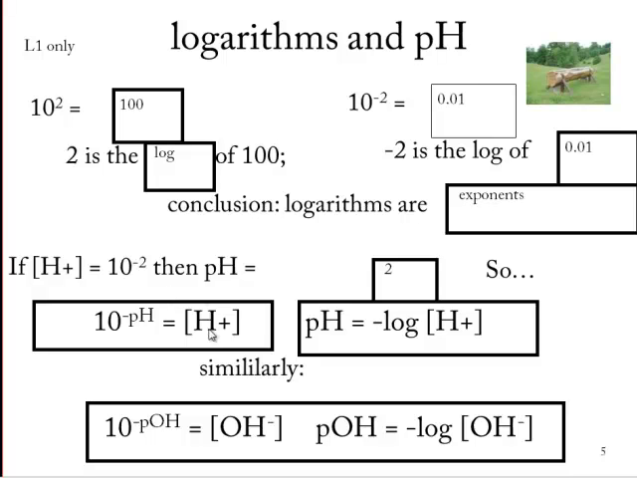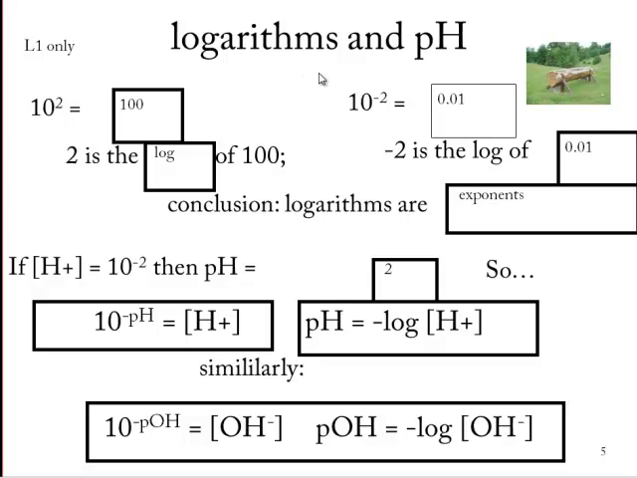What is the relationship between H plus and OH minus? You might remember that you multiply them together, they're always equal to 10 to the minus 14th. That is the relationship between all these things: pH, pOH, hydrogen ion concentration, hydroxide ion concentration.